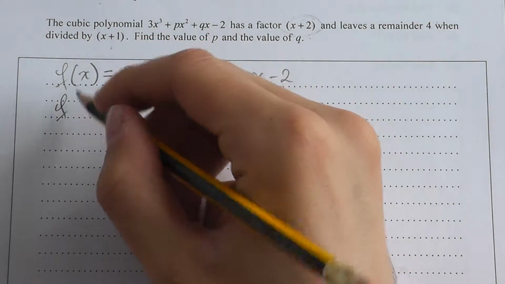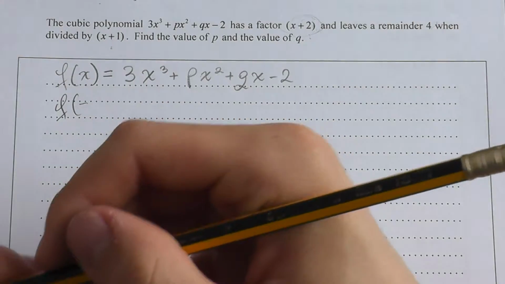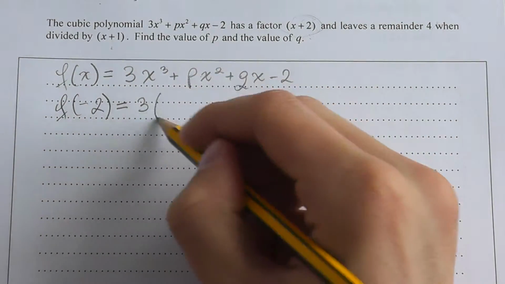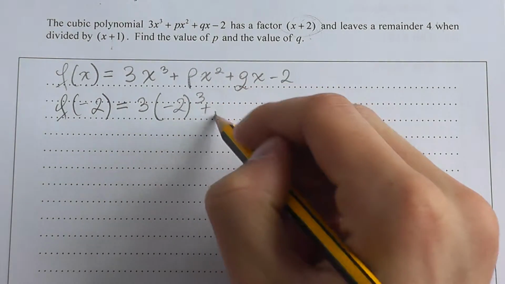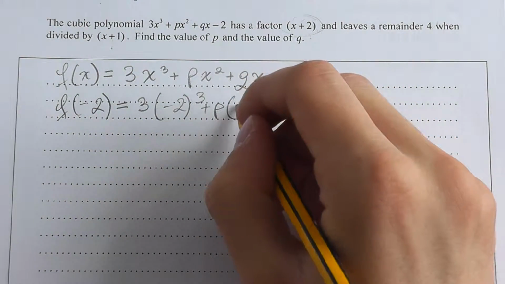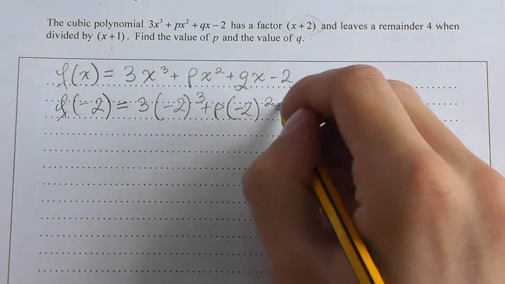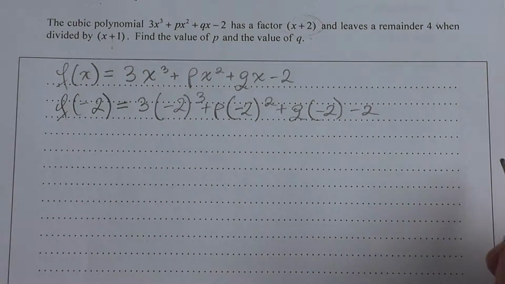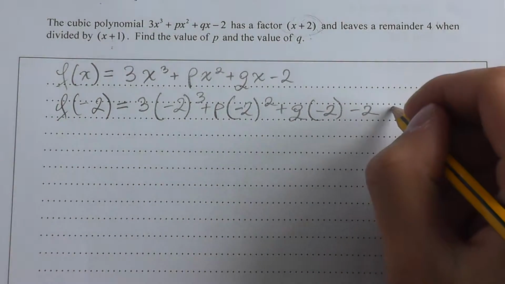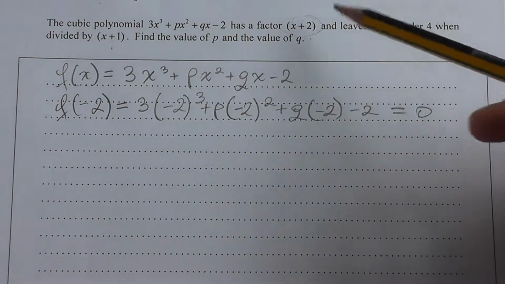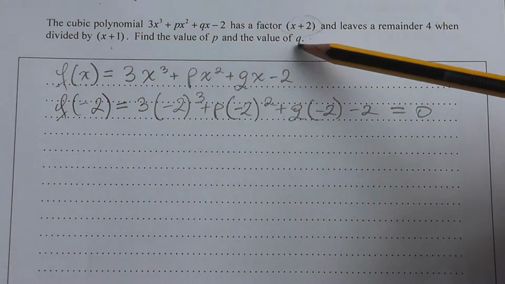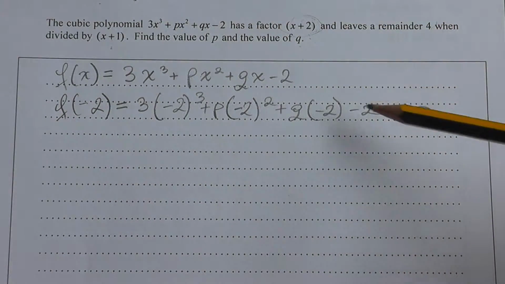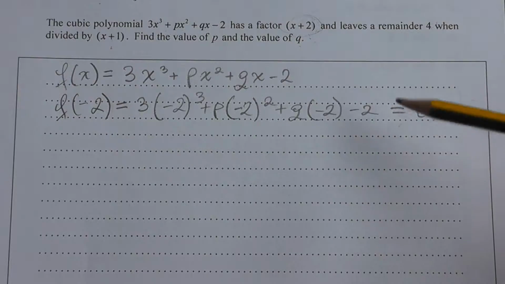And so if I put in f of minus 2, f of minus 2 is going to be 3 times minus 2 cubed plus p times minus 2 squared plus q times minus 2, and then minus 2. Now this has to equal 0, because this is a factor, so the remainder when we divide this polynomial by x plus 2 is 0. Now that's the remainder theorem.